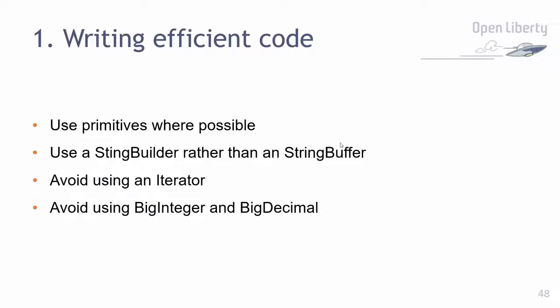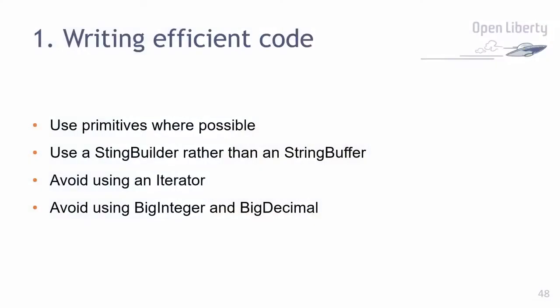So, writing efficient code. Use primitives where possible. Another way to avoid overhead and improve the performance of your application is to use primitive types rather than their wrapper classes. So it's better to use, for example, an int rather than an Integer, or a double rather than a Double with a capital D, because this allows your JVM to store the values in the stack instead of the heap. And this would reduce memory consumption and basically allows your JVM to handle that type of object better. Use a StringBuilder rather than a StringBuffer.